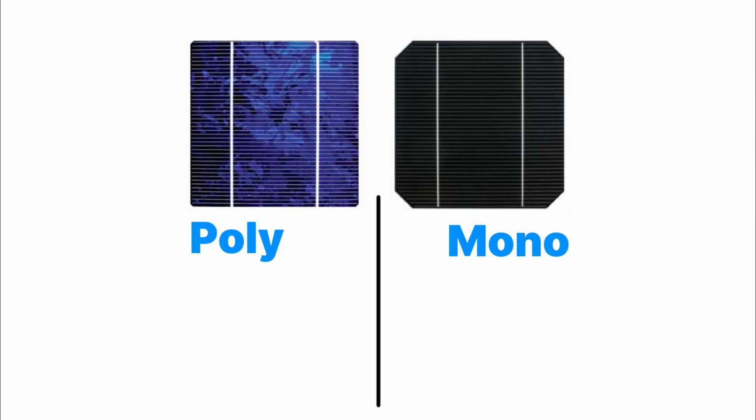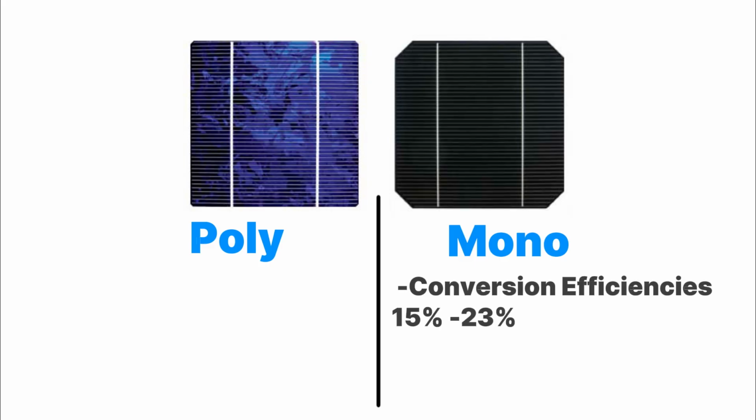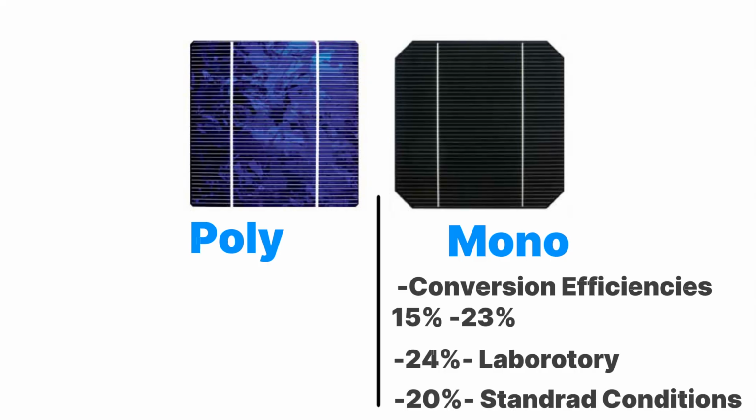Monocrystalline panels achieve conversion efficiencies between 15% and 23%, with leading manufacturers reaching 24% in laboratory conditions. The uniform crystal lattice enables electrons to traverse the cell with minimal resistance. Current commercial monocrystalline modules average 20% efficiency in standard test conditions.